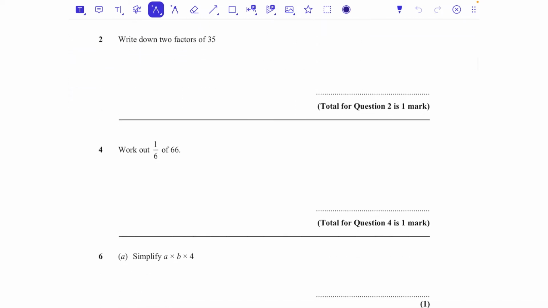Okay, question number 2. Write down 2 factors of 35. So a factor is a number that fits in an exact number of times. So factors of 35, we have 1 and 35, or we have 5 and 7. So you could pick any here from 1, 5, 7 or 35. We've got to just write 2 of those down. You can pick any 2 you like. They don't have to be a pair. I'm just going to go for 5 and 7, why not?